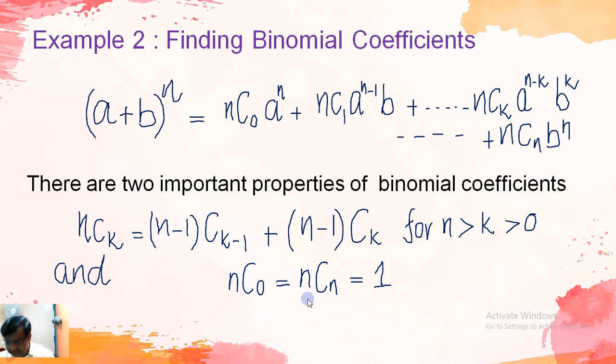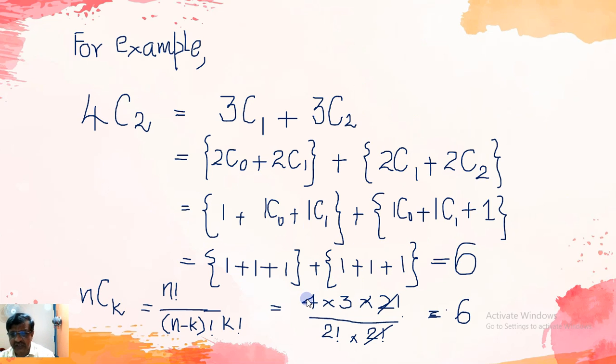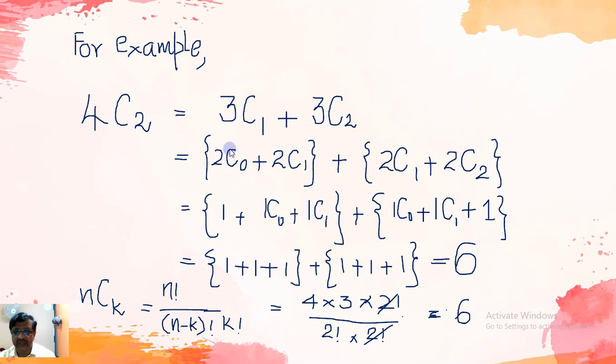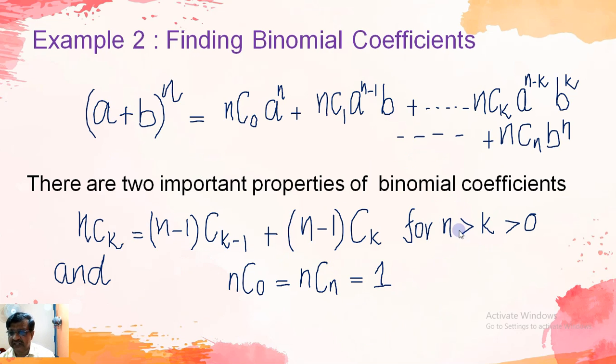We can take an example to find this coefficient for an arbitrary value like 4C2. 4C2 can be expanded using this formula: 4 minus 1 is 3, 2 minus 1 is 1, so 3C1 plus 3C2, using the first formula. This is the first characteristic feature. For the purpose of clarity, we will number this: this is relation 1, and this is relation 2.